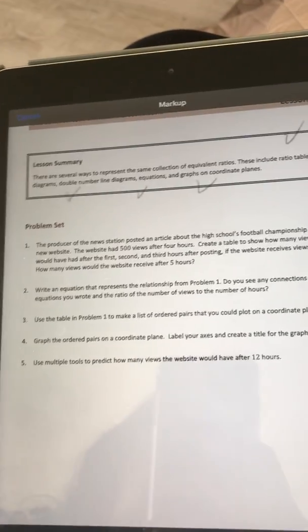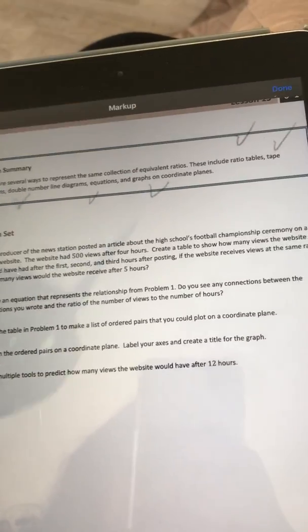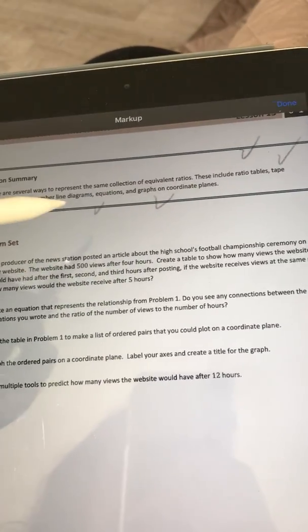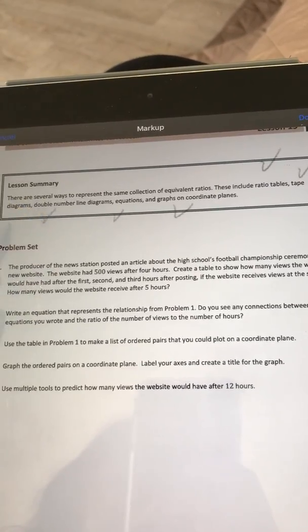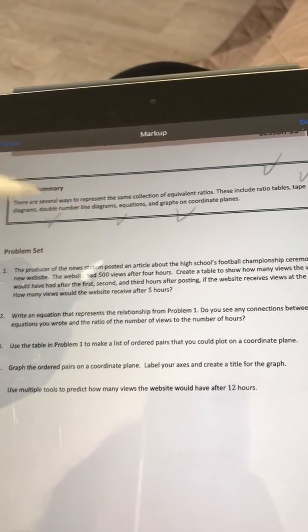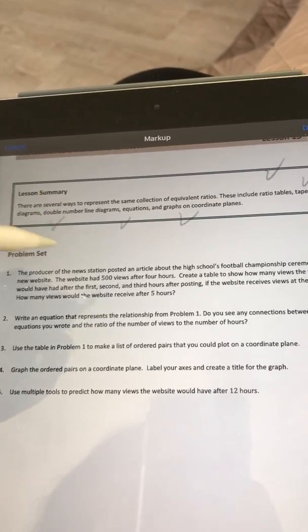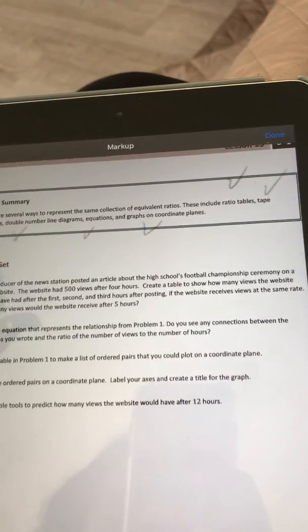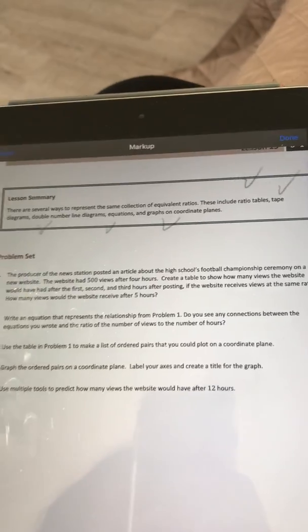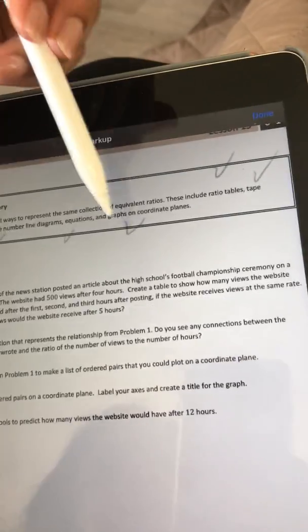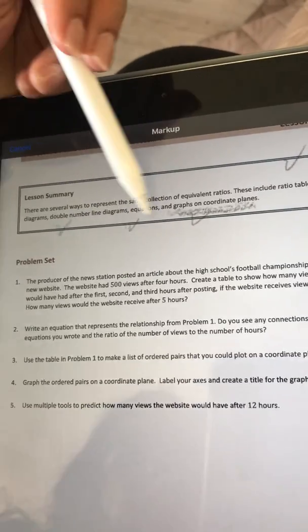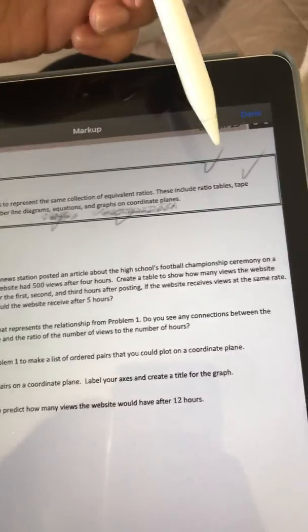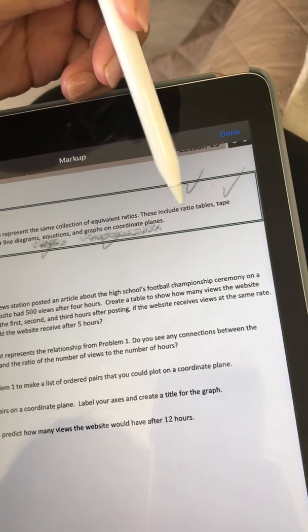So today in our lesson, we talked specifically about graphs on the coordinate grid. We talked about equations. We did talk about the double number line today, but we didn't talk about it in regards to a ratio. We did not talk about tape diagrams today. We did talk about ratio tables. So I'm thinking you need to know how to do graphs on a coordinate grid. I also think you need to know how to do the equation. And I also think you need to know how to do the ratio table. Those seem like the most important things to me.